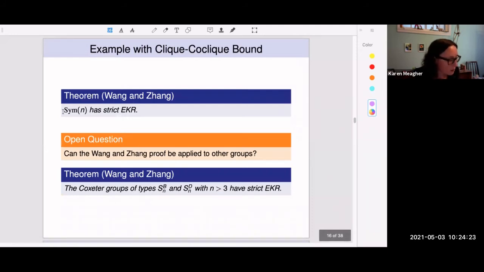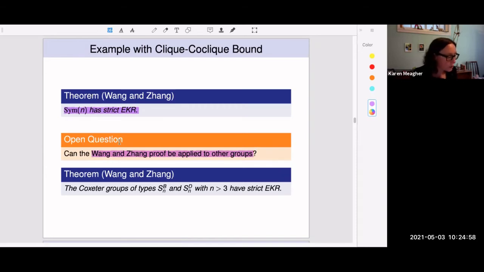Wang and Zhang did a proof that showed the symmetric group has the strict EKR property. And I think they win the prize for the shortest proof that the symmetric group has the strict EKR property. What they did is they kept pulling out different cliques, and we've got the clique-co-clique bound, so any clique and maximum co-clique intersect in exactly one permutation. And they just kept pulling out different cliques and they forced a structure on the co-clique. So could their approach be applied to other groups where you have lots and lots of cliques?